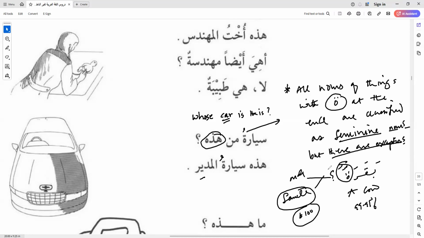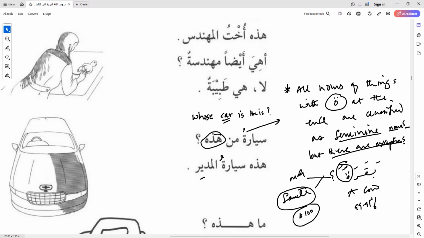But there are exceptions to the rule. There are situations where a noun or a proper name may have taw marbuta at the end, but it's not classified as a feminine object in Lughatul Arabiyya. But for now, let's take the rule that all nouns of things with taw marbuta at the end are classified as feminine nouns, but there are exceptions. We have exceptions to the rule.